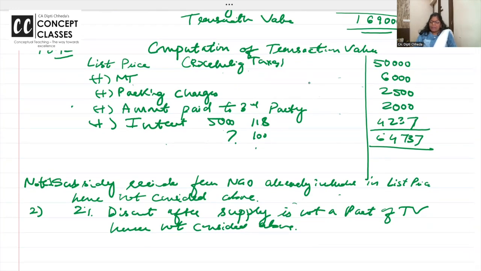Subsidy is received from an NGO. If it was included, we have to let it be there only. If it is included in the list price, you have to keep it included because it's a private subsidy. It's a part of transaction value. So let it be included only. 2% discount after supply is not a part of the transaction value. Hence not to be considered above. Okay?